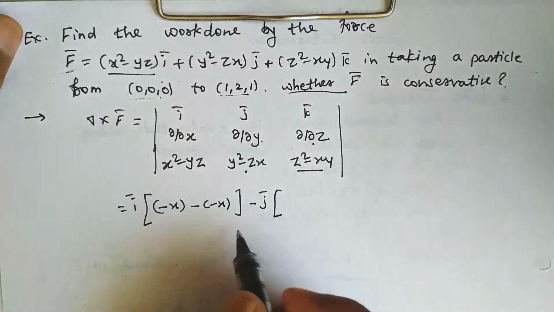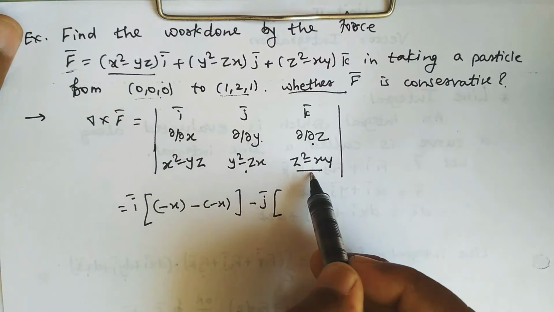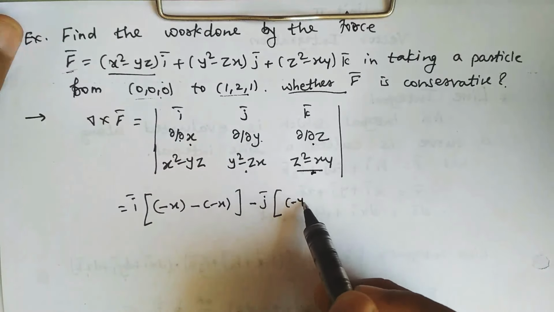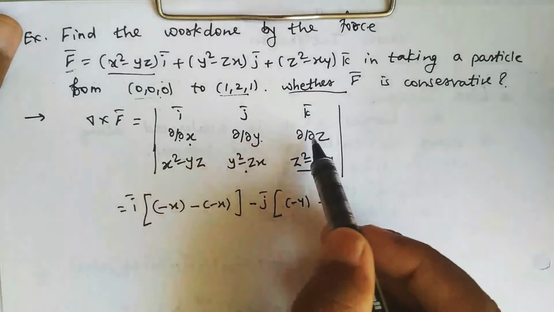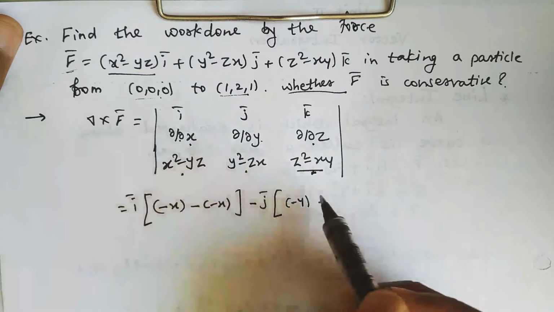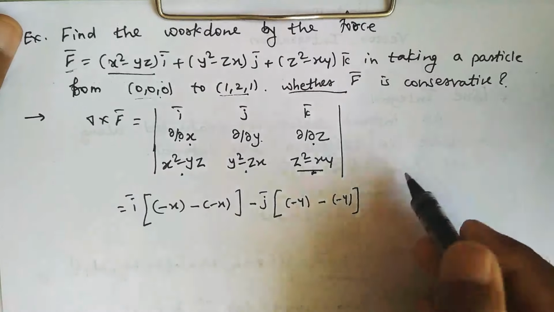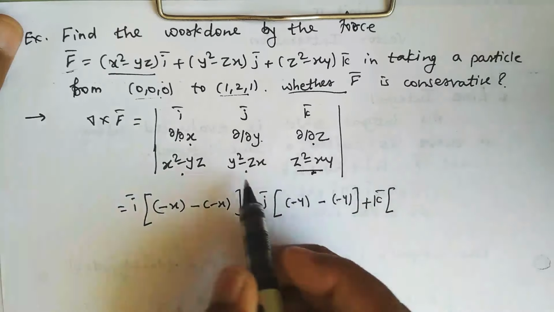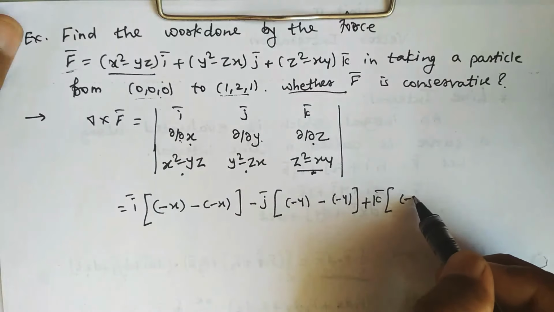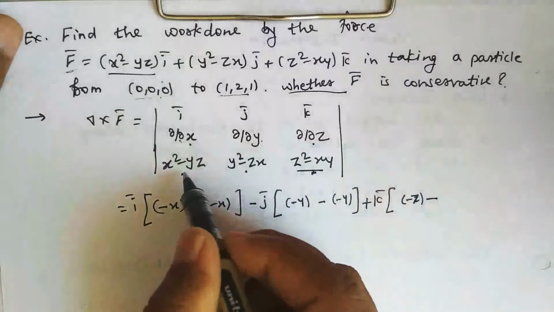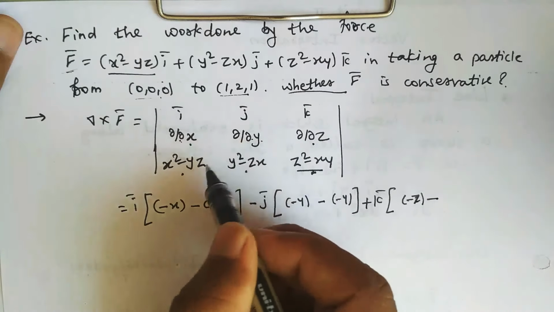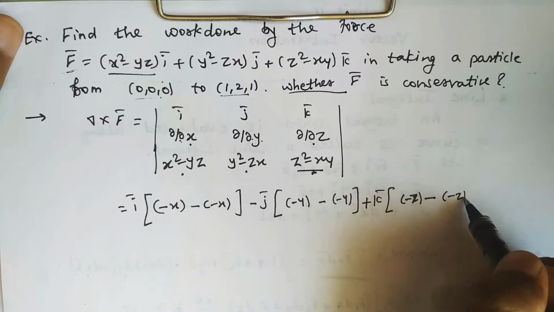Minus j bar into ∂/∂x of this term, that means derivative of this term with respect to x. So it is minus y. Minus sign. Then ∂/∂z of this term, derivative of this term with respect to z, it is minus y. Plus k bar into derivative of this term with respect to x, it is minus z. Minus times derivative of this term with respect to y, so it is minus z.